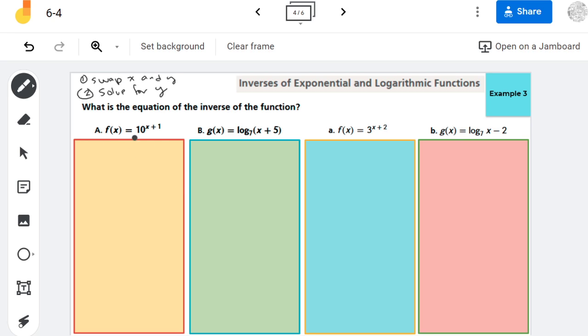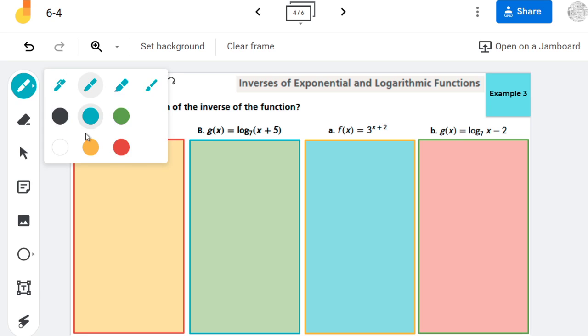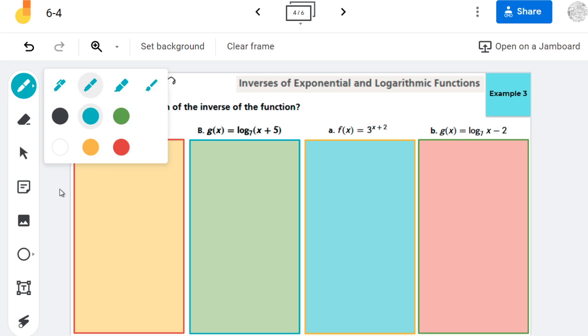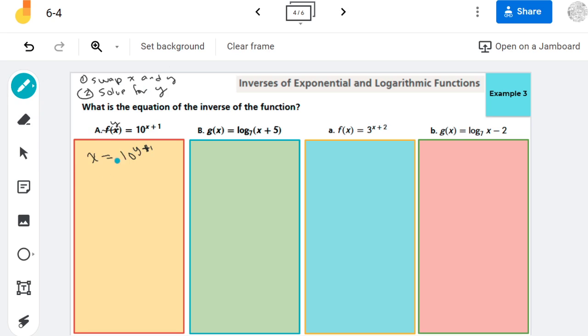So on part A, now remember, if ever you have f of x or g of x, that's just the letter y. So when I rewrite this, I'm going to put x equals 10 to the y plus 1. So now my y is currently trapped inside of this exponent. So in order to take that y out of the exponent, I need to take the logarithm of both sides.